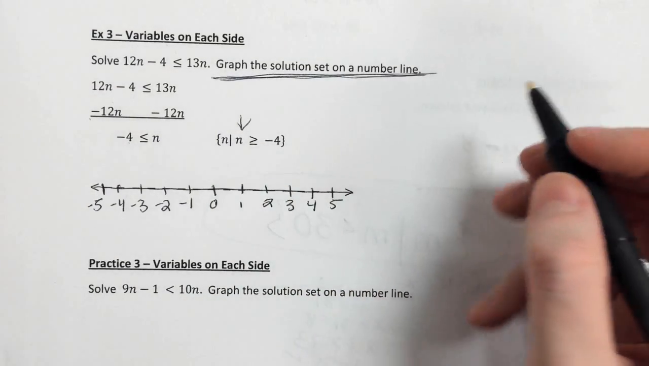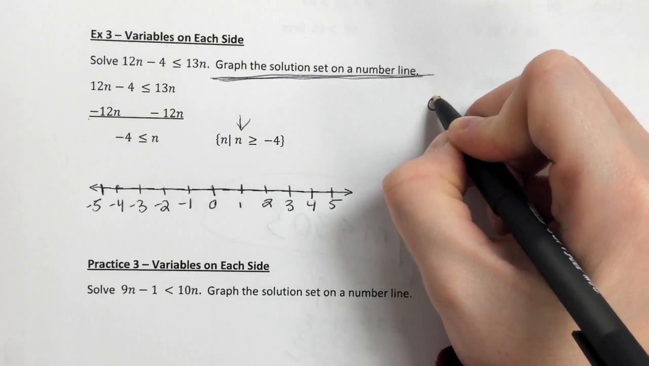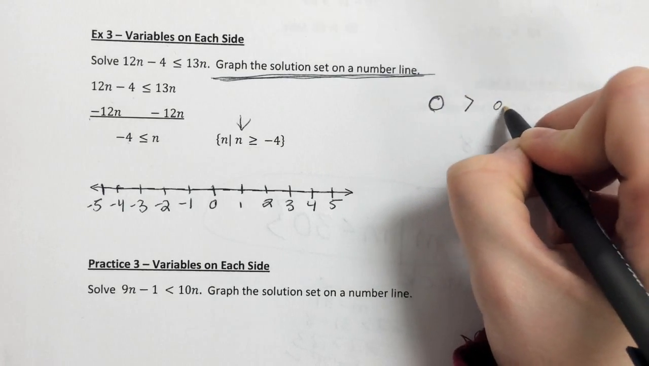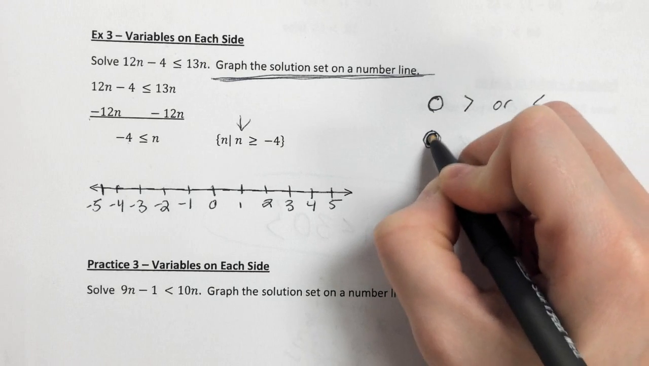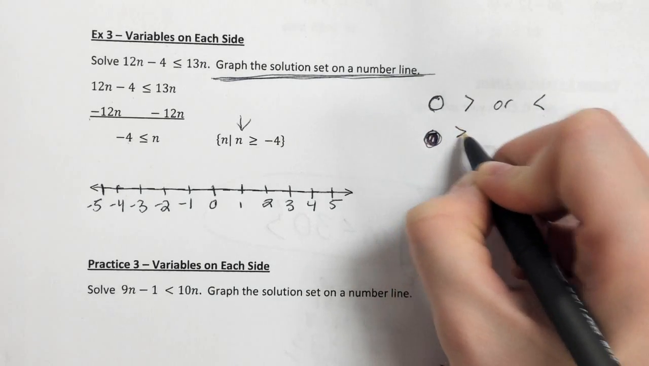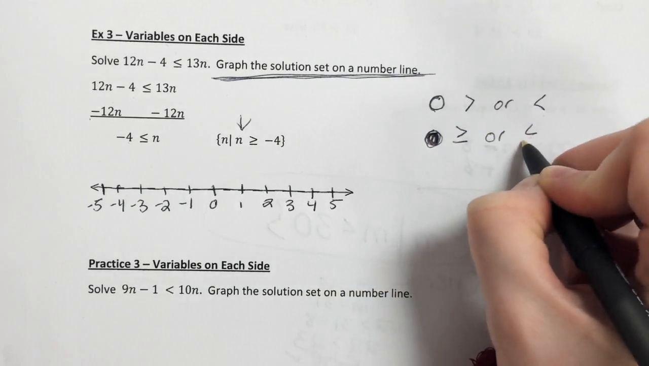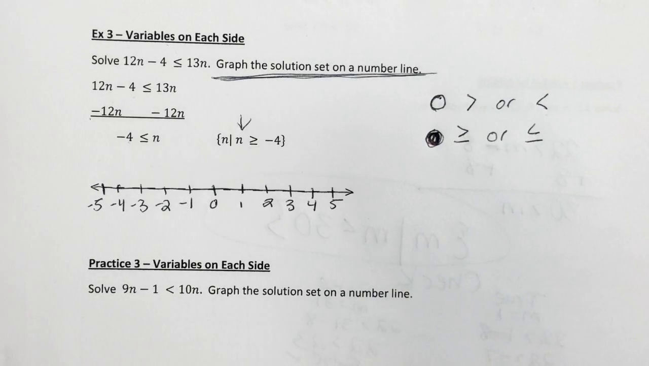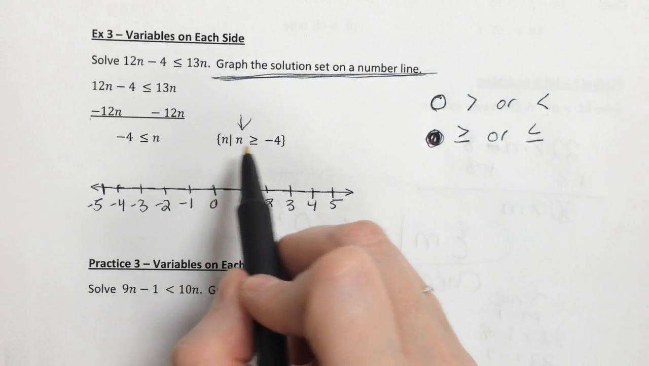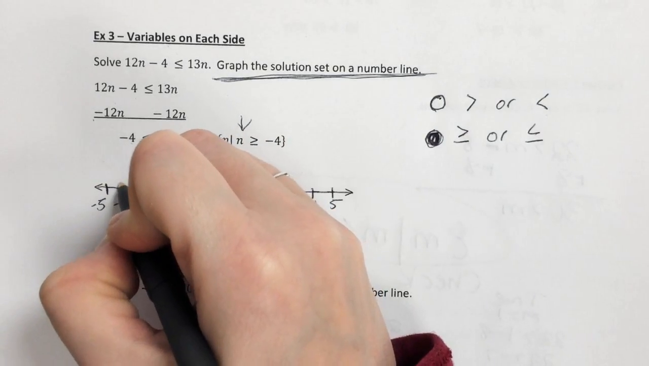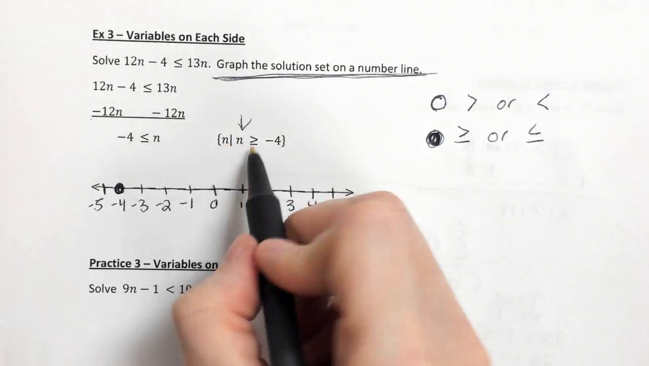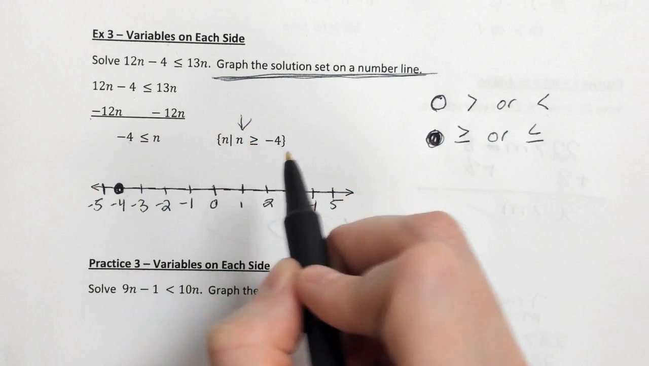Something you may want to write over to the side is that we're going to have an open circle for greater than or less than, and then a closed circle for greater than or equal to or less than or equal to. So what kind of circle am I going to have here? Closed at negative 4. So it's all the numbers greater than or equal to negative 4.